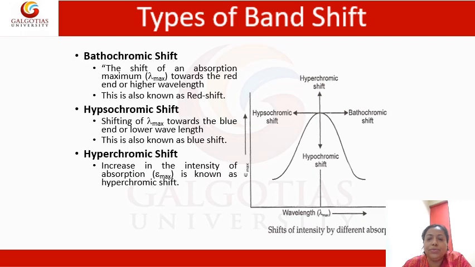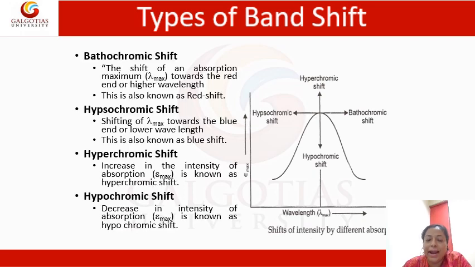Next, we have a few different types of band shifts, as to how the lambda max value can shift in ultraviolet spectroscopy. So you have a bathochromic shift. What is a bathochromic shift? It is where the lambda max value moves towards the red end or higher wavelength. It is also called the red shift. Hypsochromic shift is when the lambda max value moves towards the left hand side or towards the lower wavelength side, and it is known as the blue shift.